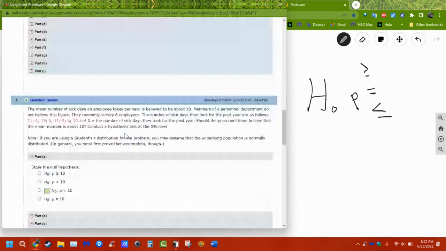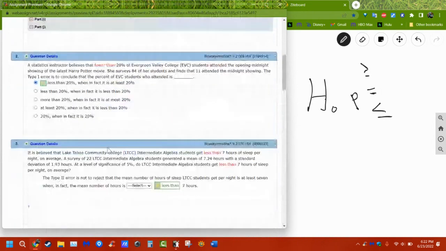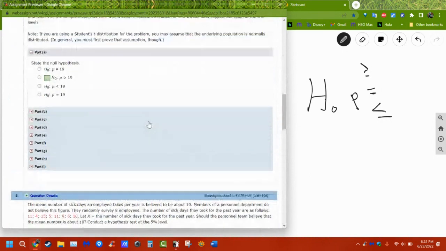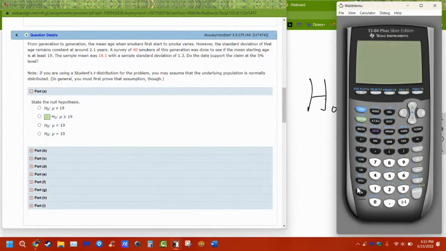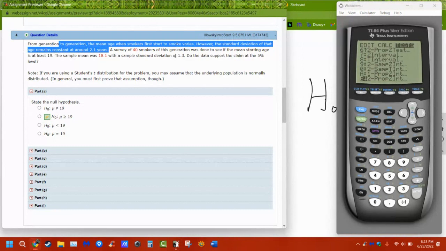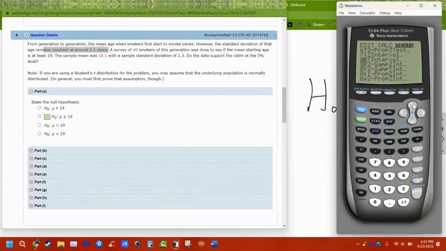In the rest of these, I believe we actually get to do hypothesis testing. Yes. So I'll show you a mean, and I'll show you a proportion, and then you can go from there. When we are doing this one here as a mean, we have the population standard deviation, right here. So it doesn't matter what they tell us about the sample. We don't care. We know the population standard deviation is 2.1. So that tells me we're going to do a z-test.